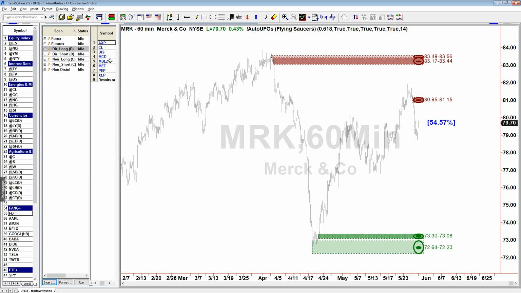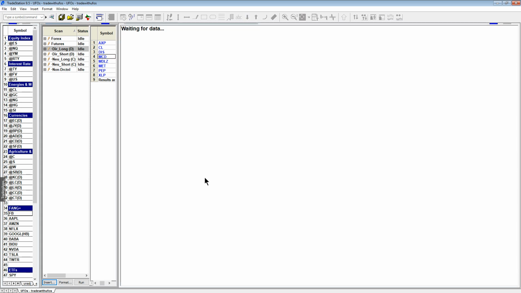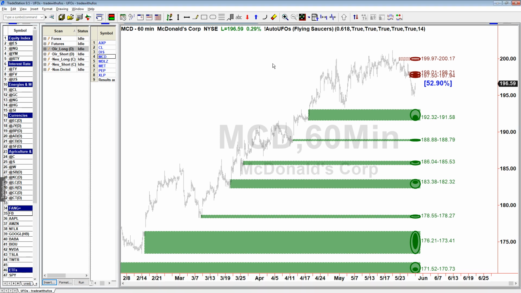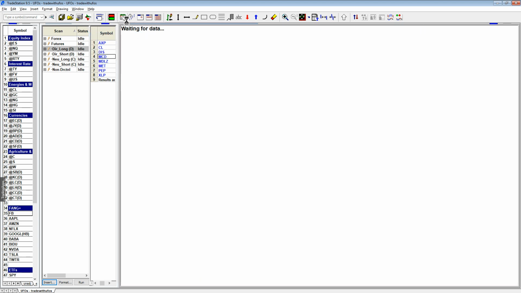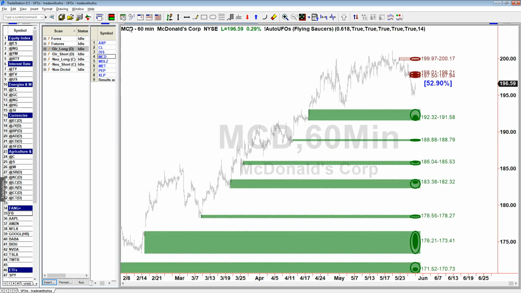We said we will look at McDonald's. So McDonald's is up by 0.33% today. McDonald's got 52.90% probability with regular session hours. With pre and post market, we got 55.6 versus 52.